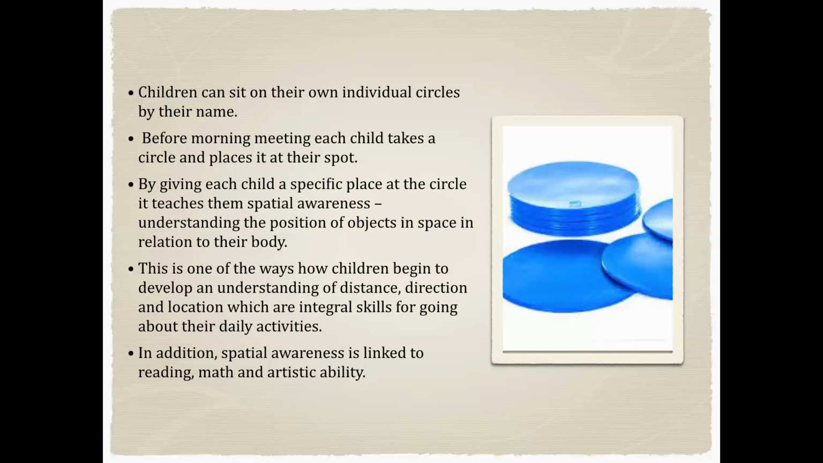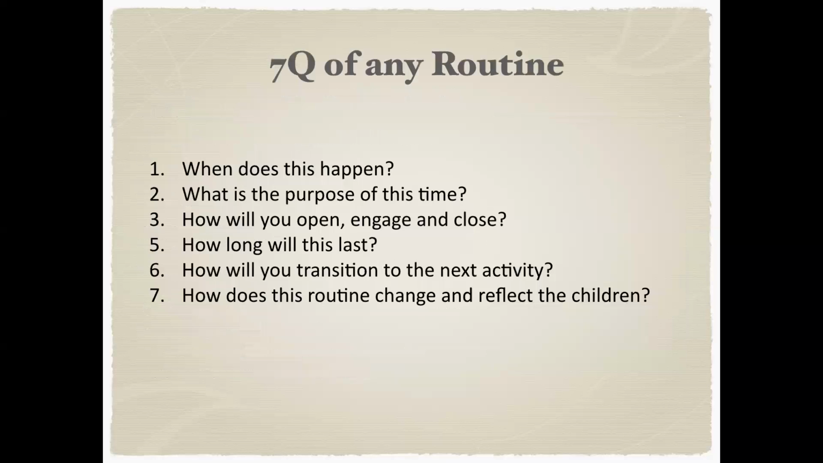This is one of the ways children begin to develop an understanding of distance, direction, and location, which are all integral skills for going about their daily activities. Another huge part is that spatial awareness is directly linked to reading, math, and artistic ability. Let's talk about reading. Children that are reading English and Hebrew, multi-directional, left to right, right to left, up, down, this side of the page, that side of the page, going to here, there. These are all huge pieces which can only happen when a child has these integral foundational skills. And these are some great ways to build them, okay?